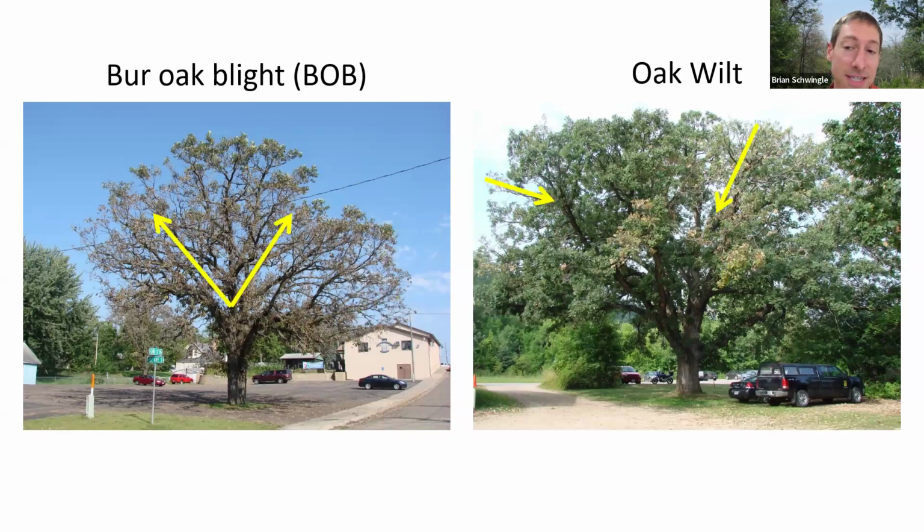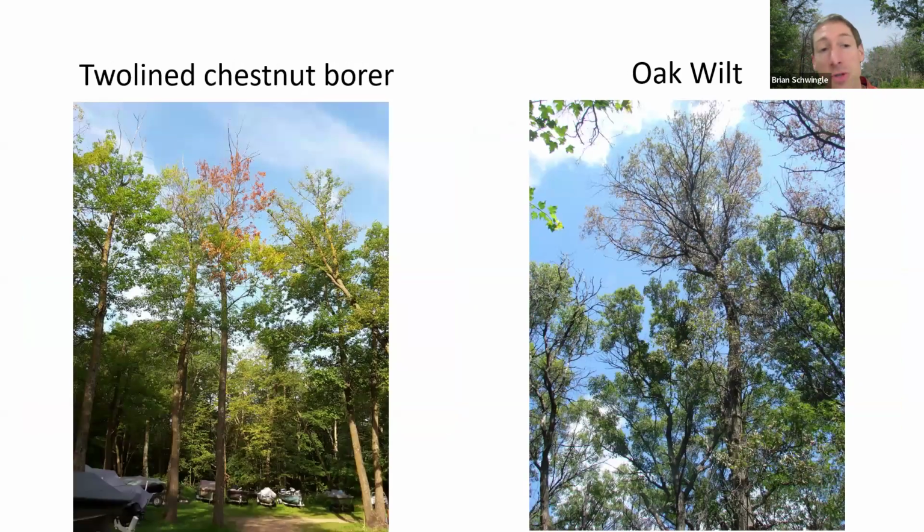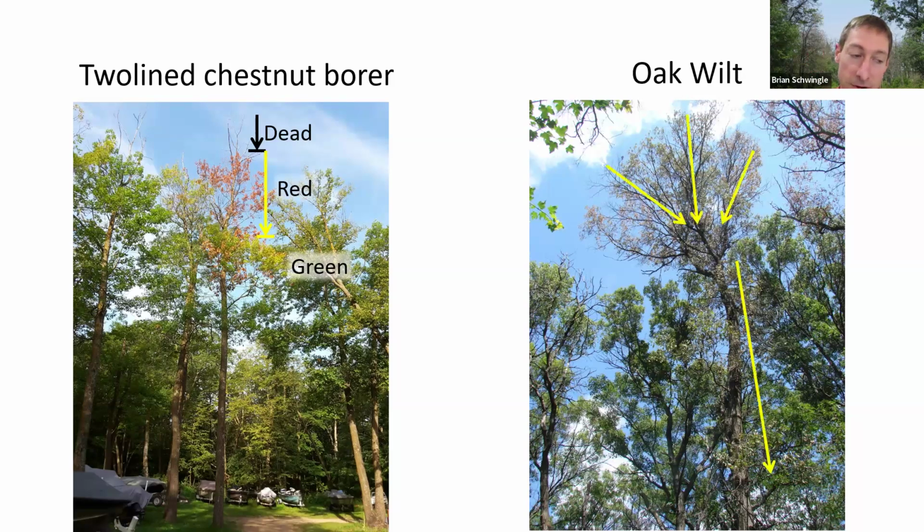But here's the difference. Disease progression is opposite with bur oak blight versus oak wilt. Bur oak blight is not fatal at all. Oak wilt is. Two-line chestnut borer is a native insect borer that really likes to attack stressed oaks, like drought-stressed oak. We're seeing outbreaks of two-line chestnut borer all over Minnesota right now. Usually two-line chestnut borer takes a couple years to kill red oaks. So you'll get this dead red-green appearance in the canopy, whereas with oak wilt on a red oak, it dies over the course of 1 month. You get rapid leaf drop. With two-line chestnut borer, those leaves stick up in the canopy.